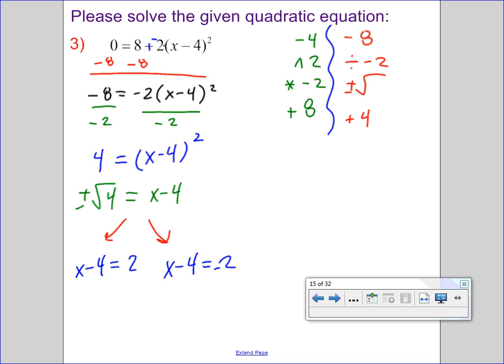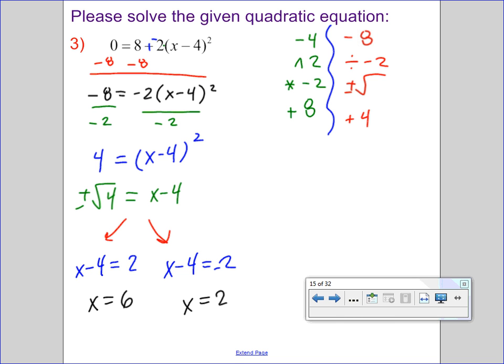And last solving step, guys, add 4 to both sides of both equations. So x equals 2 plus 4, I'm getting 6. And x equals negative 2 plus 4 is positive 2.